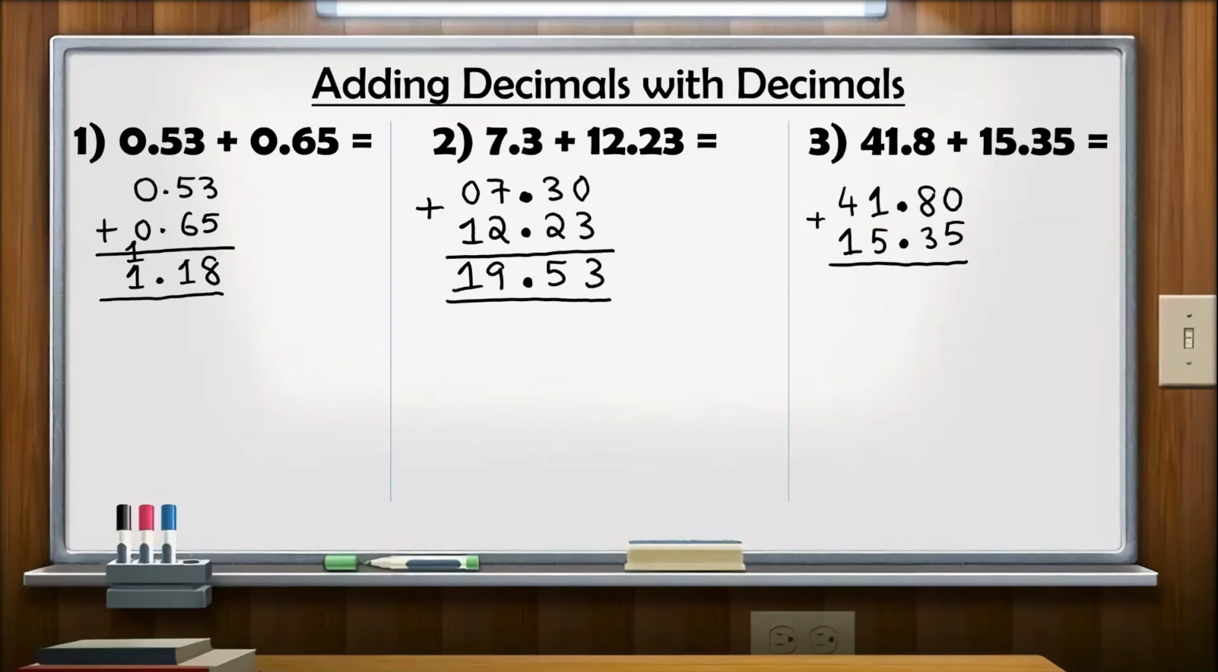Now that I have set up the question, I'm going to add the 0 plus 5, which gives me 5. 8 plus 3 is 11. I put my 1 here and carry my 1 over. My decimal point doesn't move, so that stays where it is. 1 plus 5 is 6, plus 1 is 7, and then the 4 plus 1 is 5. So the answer to 41.8 plus 15.35 is 57.15.